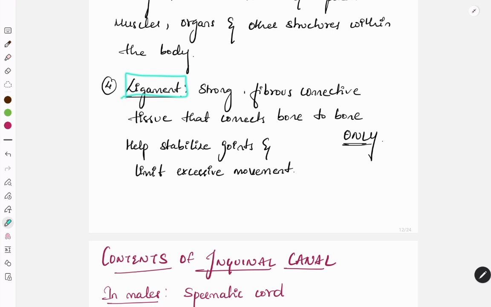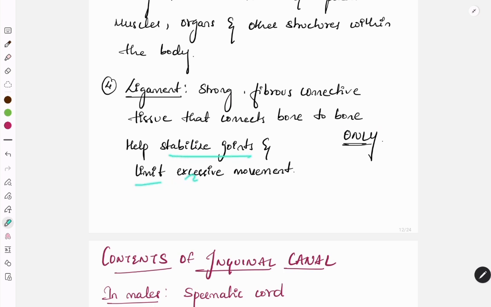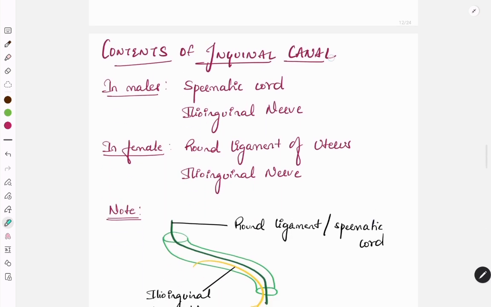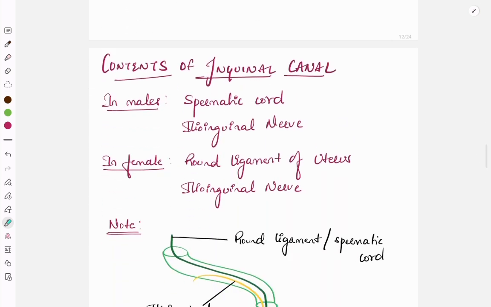Then what do you mean by ligament? Ligaments are also strong fibrous connective tissue that connect bones to bones. One bone to the other bone, they are connected with the help of ligament. They connect only bones to bone. They help stabilize joints and limit excessive movement. So this was some additional information to clear some of the doubts and confusions.